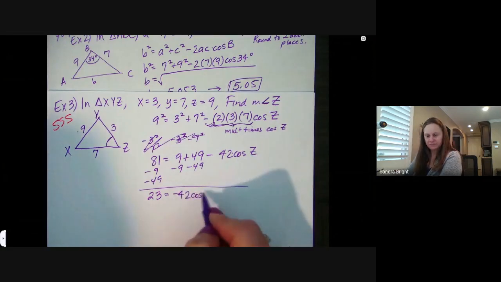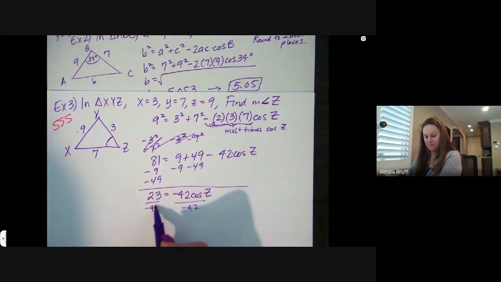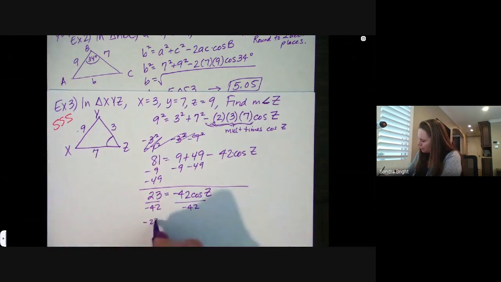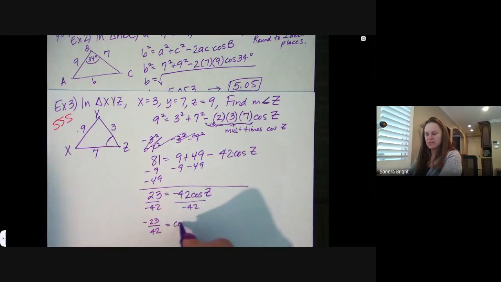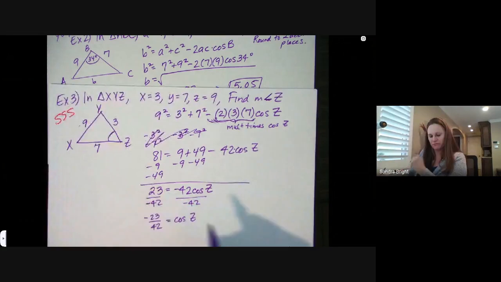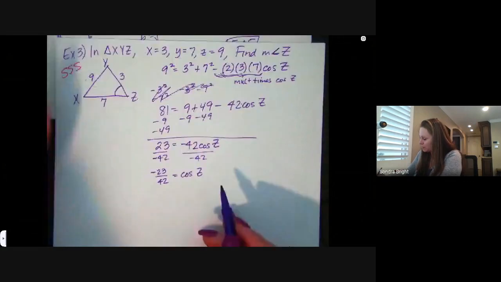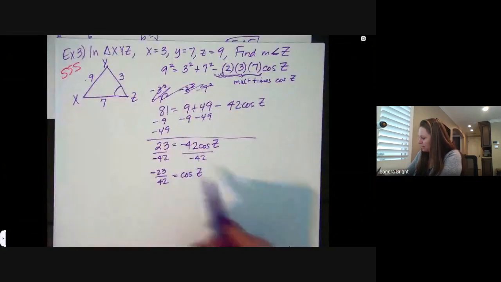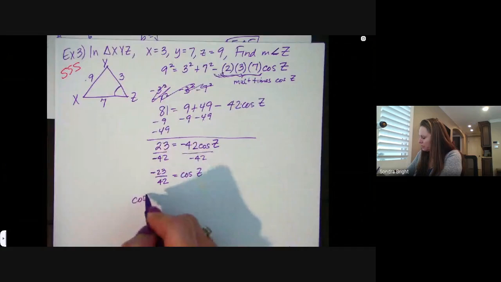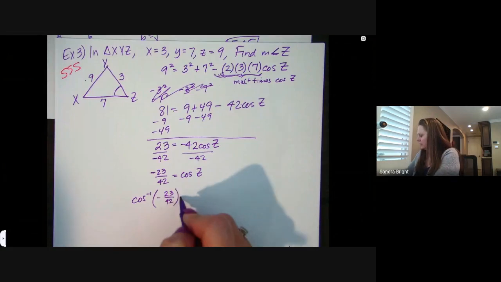All right, now you divide both sides by the negative 42. So that you get negative 23 over 42 is equal to cosine of z. Just because it's typical for us, we don't ever leave a negative down in the denominator. Either stick it up top or put it in front of the fraction bar. Either way. And then to solve for z, you need to take the inverse cosine of both sides. So inverse cosine of negative 23 over 42 is equal to angle z. And put that in there.